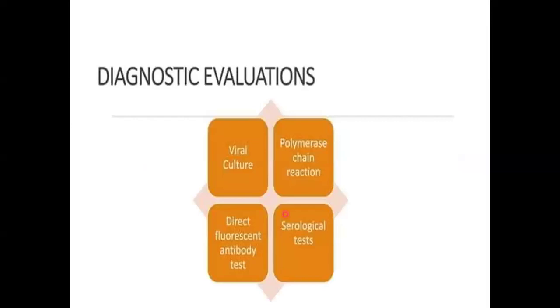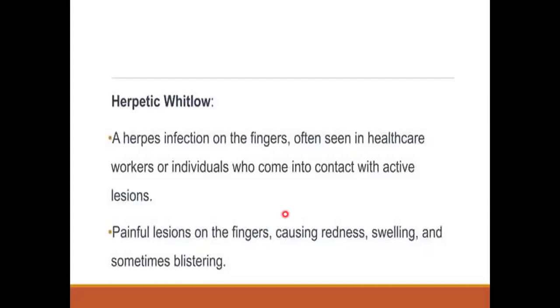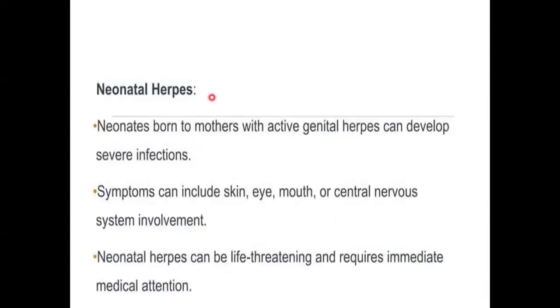Then one thing I can add is here in neonatal herpes, I said it causes viral meningitis. So meningitis can occur in both herpes simplex 1 and 2, but the most common is in herpes simplex 2. So viral meningitis is more common in herpes simplex 2. Take note of that.